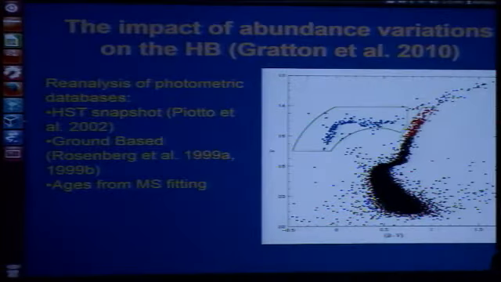Okay, so the idea was to try to make something from all these things and understand them better. And so the idea was to analyze the photometric database using all we know about the ages from main sequence fitting and all we know about the variation in oxygen and sodium abundances. So I did this job some years ago.